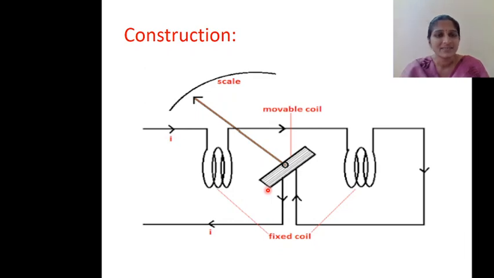Next, coming to the working principle, as I told you, whenever current is flowing in the instrument, the fixed coils will become energized, and because of that energizing, a magnetic field is produced. Because of that magnetic field, it exerts a force on the movable coil, and because of that force, the pointer starts deflecting. So this is about the working principle.